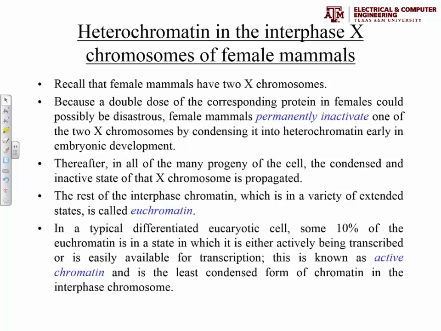Now, in a typical differentiated eukaryotic cell, some 10% of the euchromatin is in a state in which it is either actively being transcribed, that means it's producing messenger RNA, or is easily available for transcription. And this 10% of euchromatin is known as active chromatin and is the least condensed form of chromatin in the interphase chromosome.